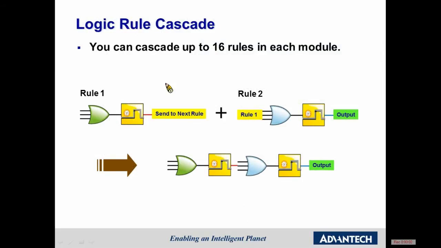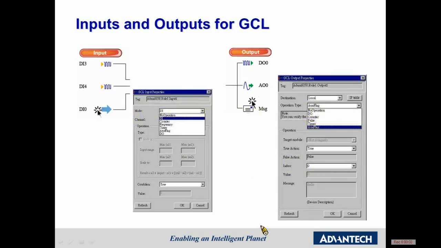GCL allows you to cascade up to 16 rules in each module. The reason you may want to cascade the rules is so you can have more than 3 inputs examined for one output. The inputs and outputs for the GCL can be, as shown here, counter frequency, auxiliary flags, DOs, or the outputs you can have counter, pulse, timer, or auxiliary flags. You can also send a message.